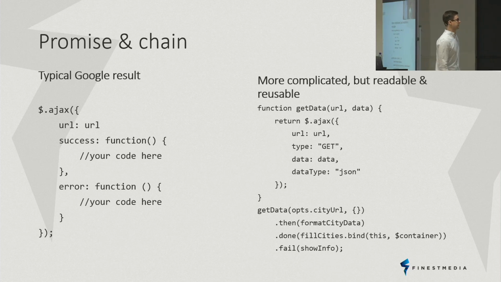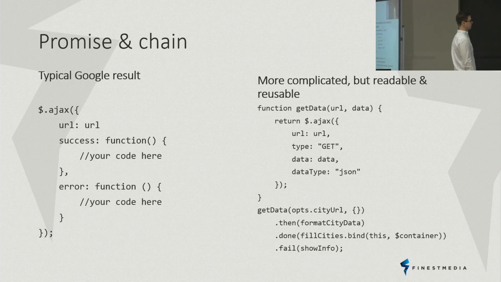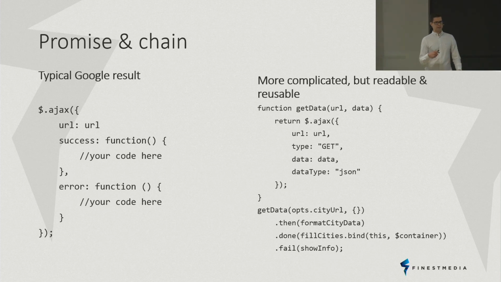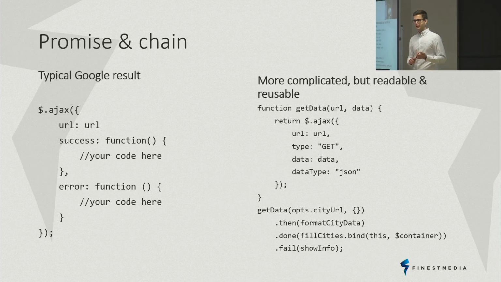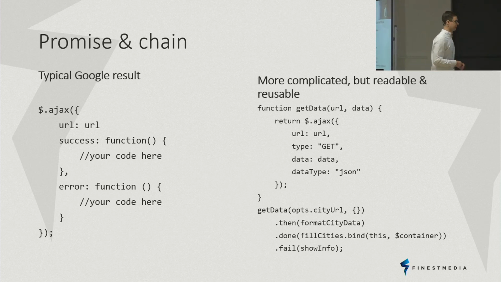On the right side, you can see that it already looks more complicated, but readable, and it is reusable. There is a function getData. You pass two parameters there, URL and data, and it will return a promise. It means that when we make a request to the backend, you promise that you will do something with it later, and we can execute other stuff on the page, so it's asynchronous.